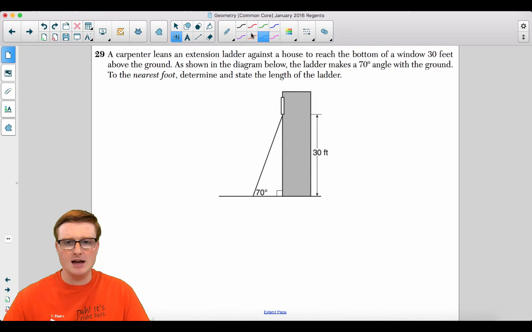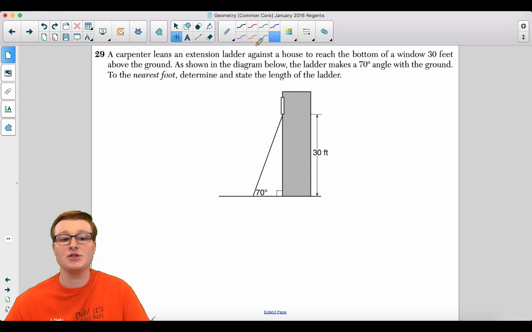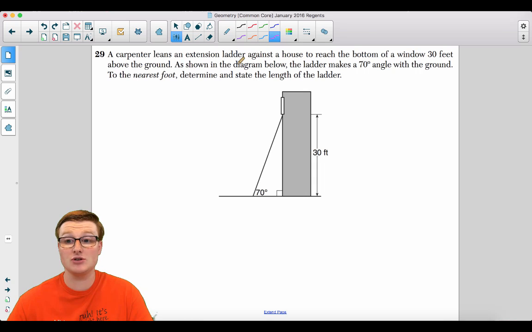Number 29. A carpenter leans an extension ladder against a house to reach the bottom of a window 30 feet above the ground. As shown in the diagram below, the ladder makes a 70-degree angle with the ground. To the nearest foot, determine and state the length of the ladder. Okay, that's your x. So we are going to be using SOHCAHTOA.